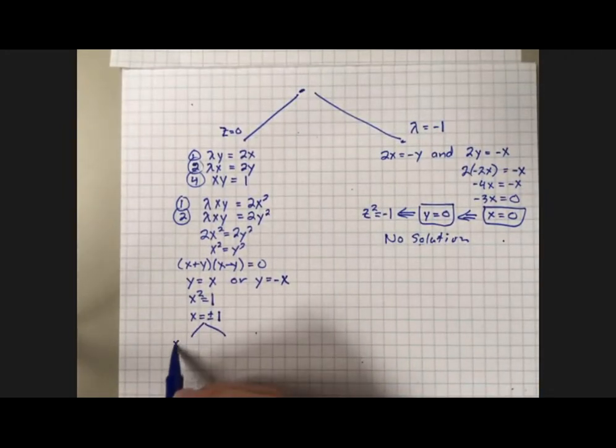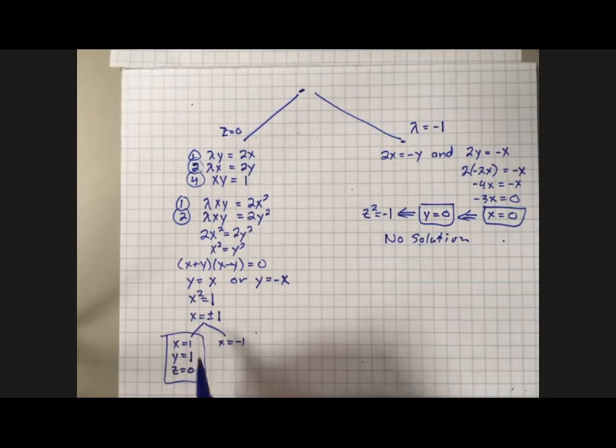Now we split into x equals 1, x equals minus 1. If x is 1, then y is 1. And z on this branch, remember, was 0. So here we've got a real possibility. X is 1, y is 1, z is 0.